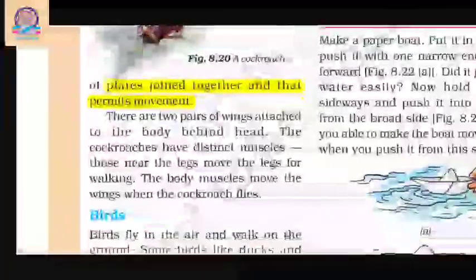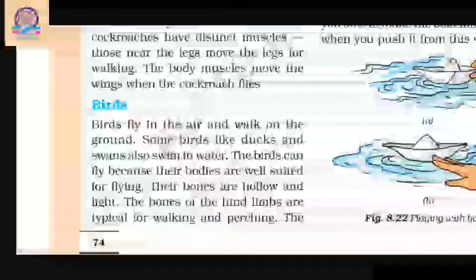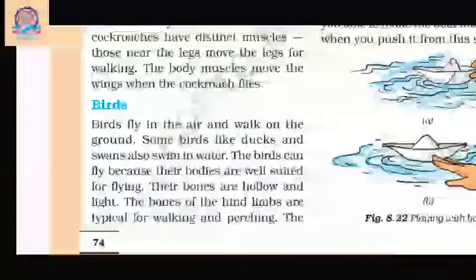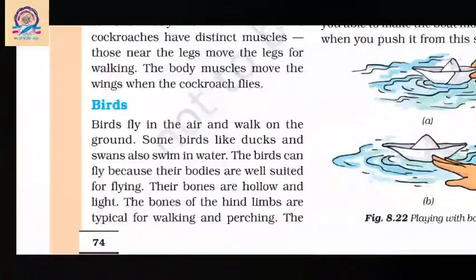Now the next body movement of animals is birds. How birds can move, or the movements of birds. So let's see. Birds fly in the air and walk on the ground. You all have seen birds, different kinds of birds. They can fly in the sky or air and they can walk on the ground. Some birds like ducks and swans also swim in the water. Yes, ducks and swans can swim in the water.